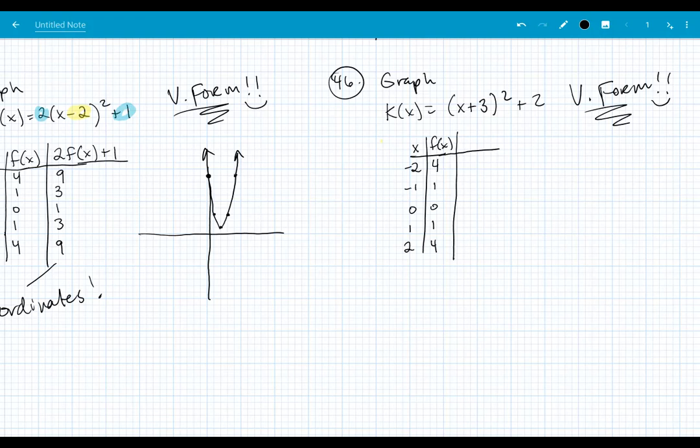My y's in this case are just adding 2 because there's no coefficient out front. So I don't have to multiply in this case. So in this case, I'm just adding 2 to the y's. And inside, it's plus 3, so we're really going to subtract 3. So quickly adding 2 to all of these numbers. And then subtracting 3. Once again, these are my coordinates.